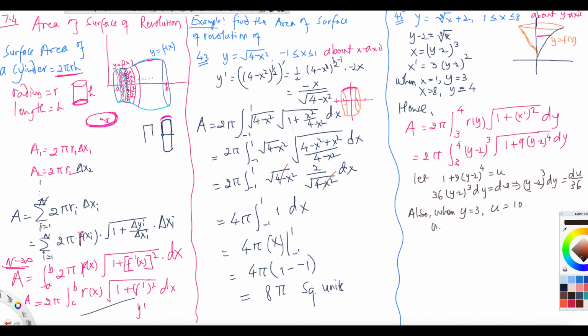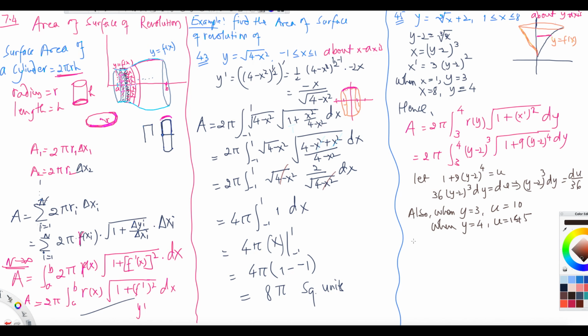Now when y equals 4, that will be 4 minus 2 is 2. 2 to the 4th is how much? 2 to the 4th is 16. Is that right? 16 times 9 is 144, plus 1 is 145. So u equals 145. That's what you get.